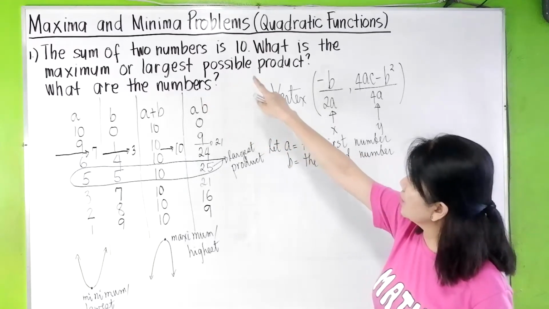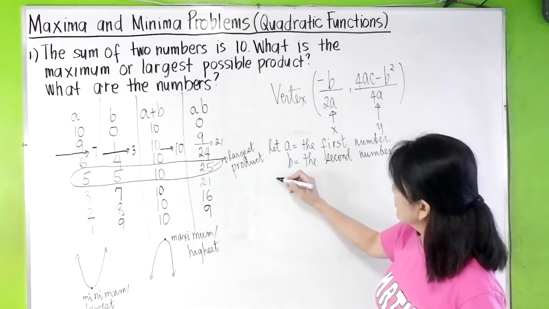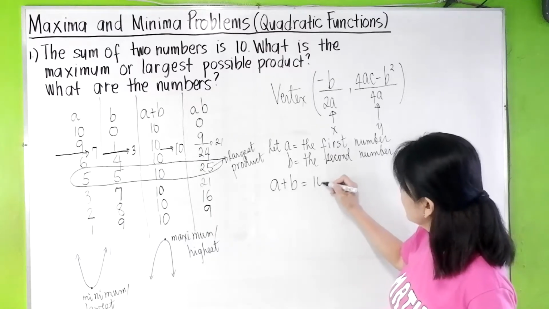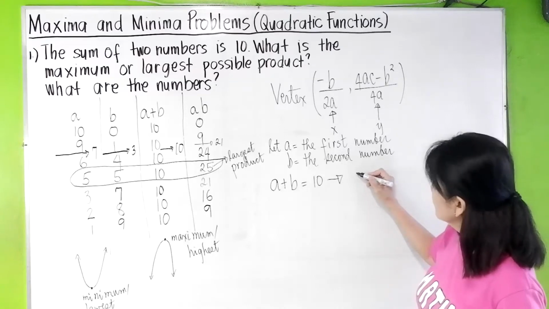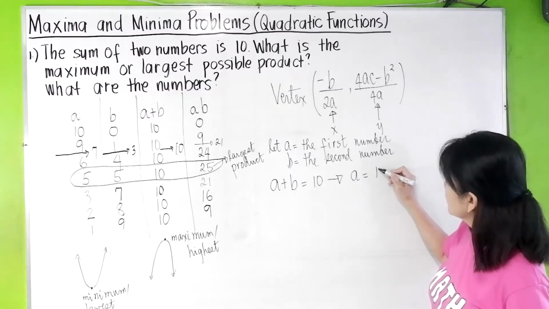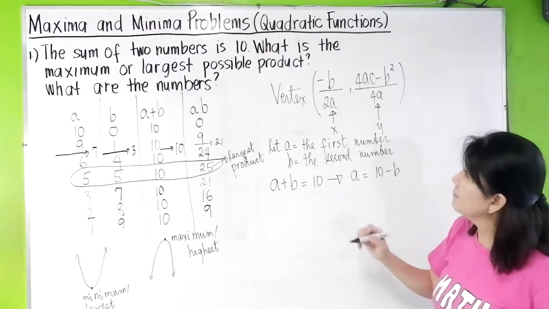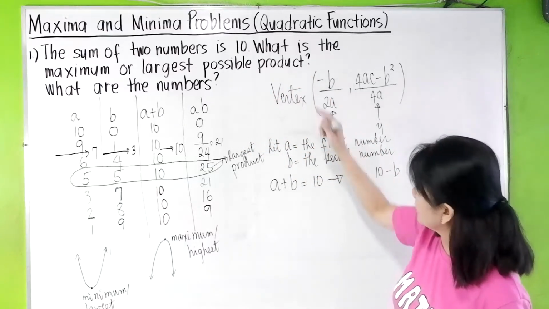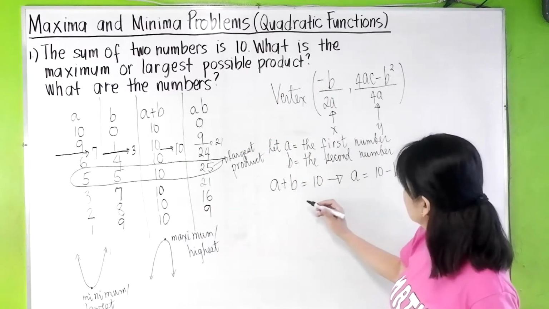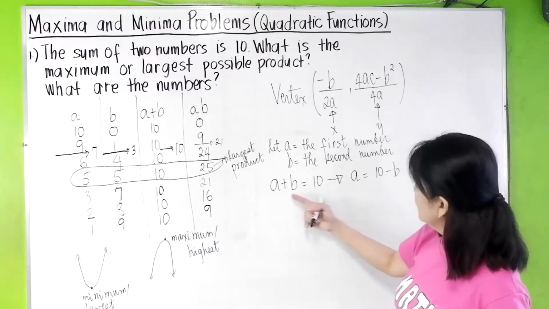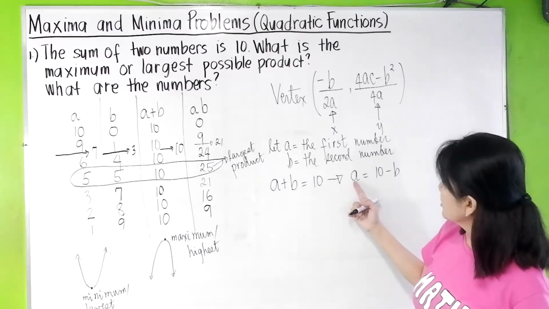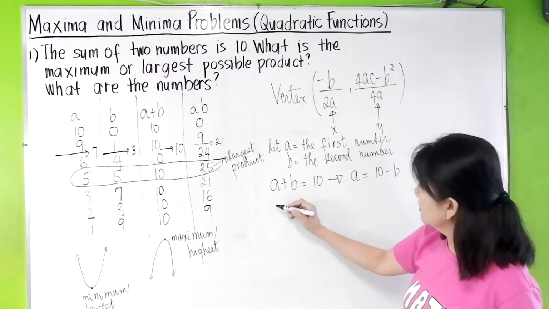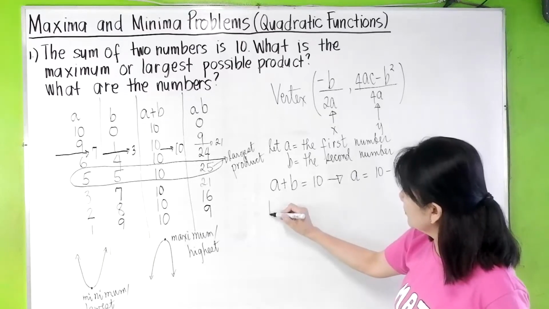And the sum of the two numbers is 10. So a plus b is equal to 10, giving us a is equal to 10 minus b. What is the maximum or largest possible product? So if we let a be our first number and b be our second number, we will be having here the product.